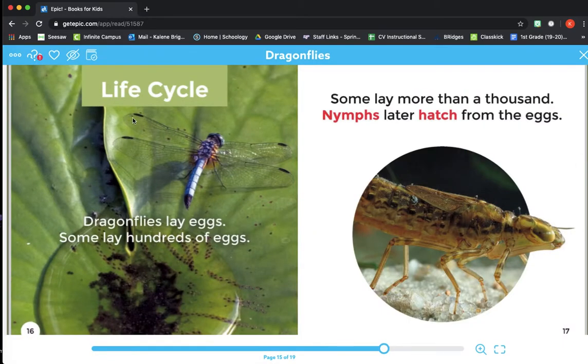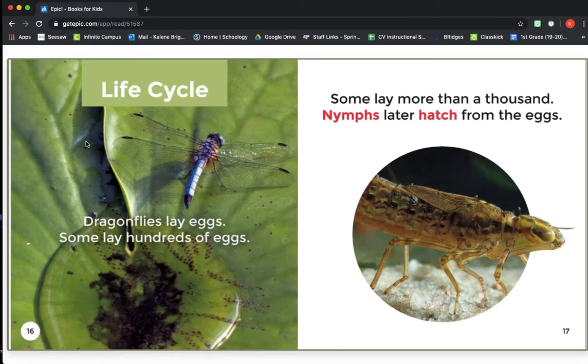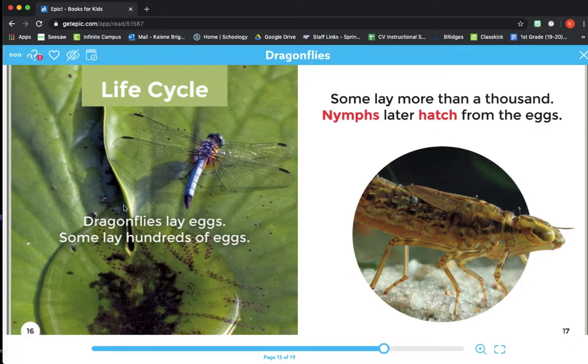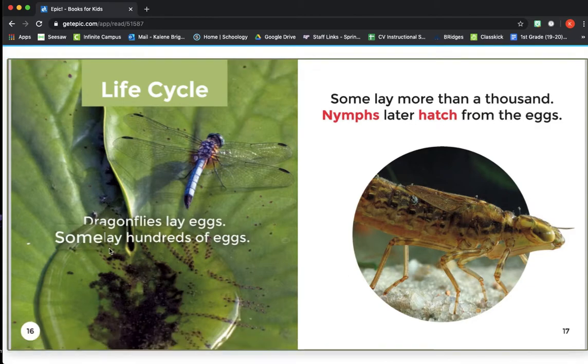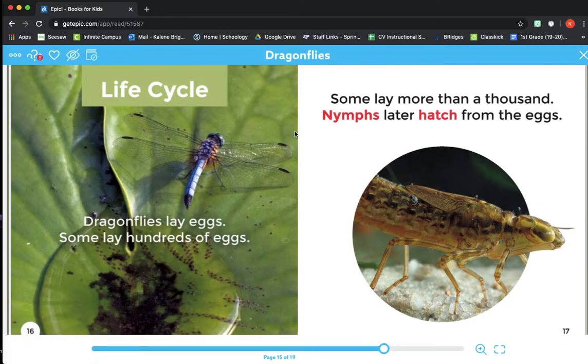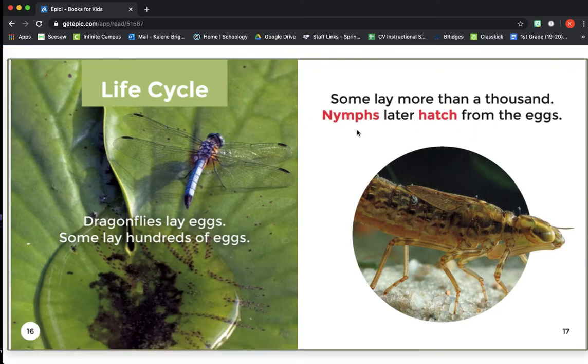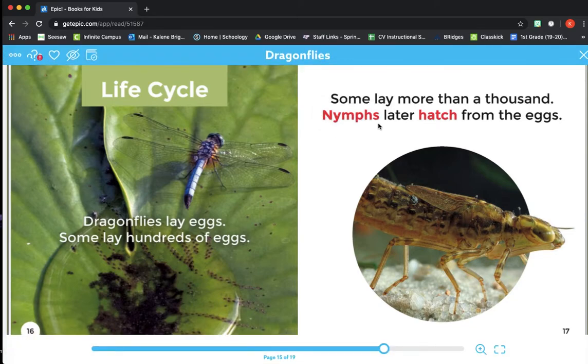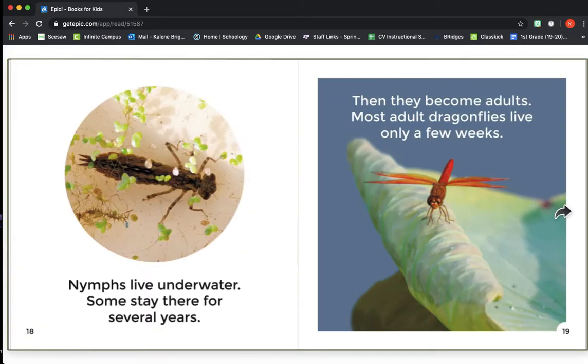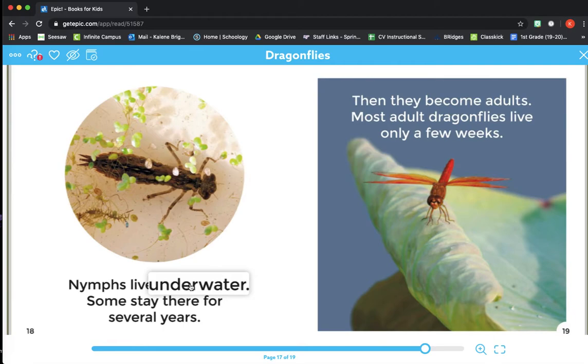Life cycle. Ooh, we're going to learn more about life cycle and science with frogs, butterflies, and mealworms. Dragonflies lay eggs. Some lay hundreds of eggs. Some lay more than 1,000. Nymphs later hatch from the eggs. I'm noticing this word, nymphs, has a PH, and PH makes what sound? Right, nymphs. Nymphs live underwater.